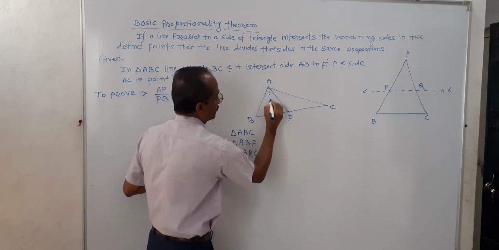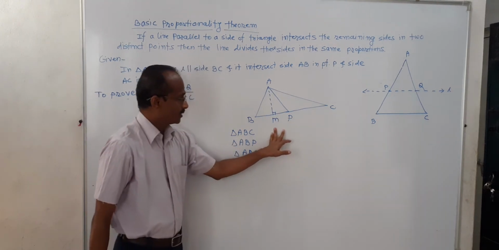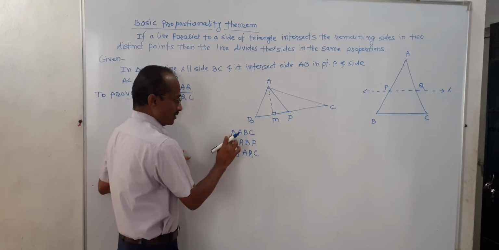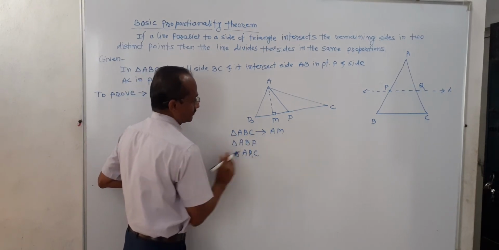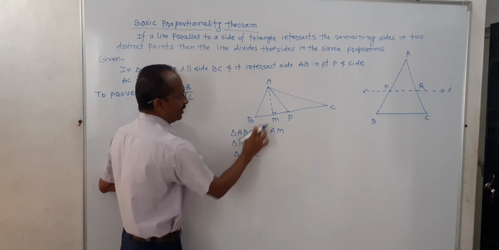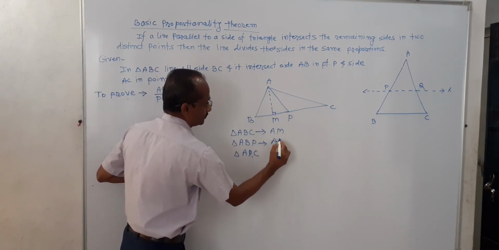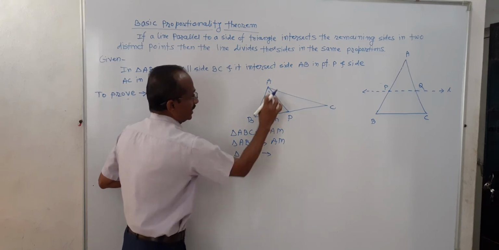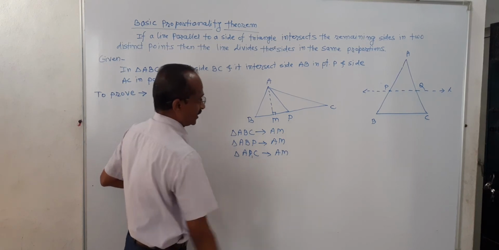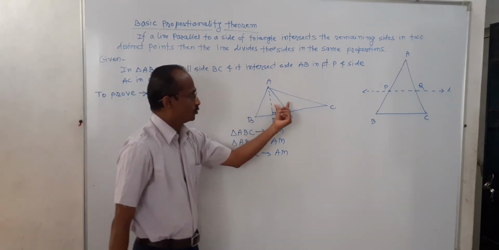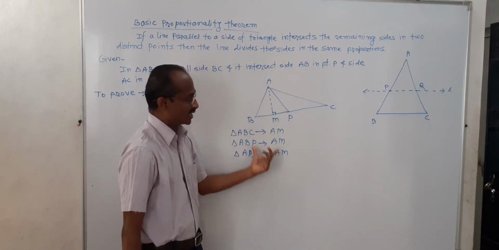If AM is perpendicular to BC, then what is the height of triangle ABC? It is AM. What is the height of triangle ABP? It is also AM. What is the height of triangle APC? Definitely AM. It means that if two triangles are aligned in this manner, then the height of these triangles is equal.